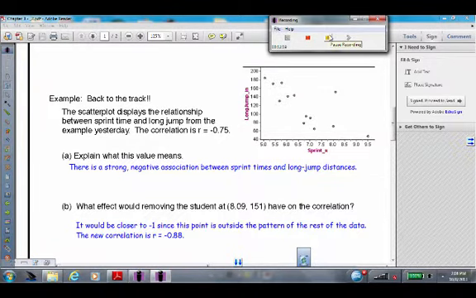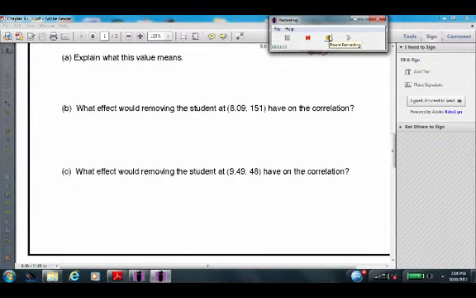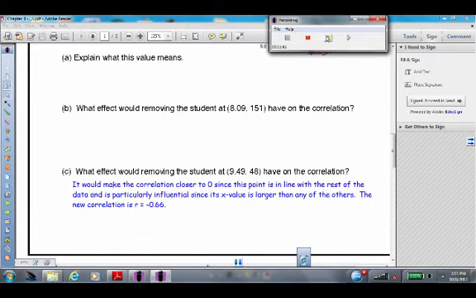Is outside the pattern of the rest of the data. The new correlation is R equals -0.88, much stronger. What effect would removing the student 9.4948 have on the correlation? Okay, so it would make the correlation closer to 0, since this point is in line with the rest of the data, and is particularly influential since the x value is larger than any of the others. The new correlation is R equals -0.66.